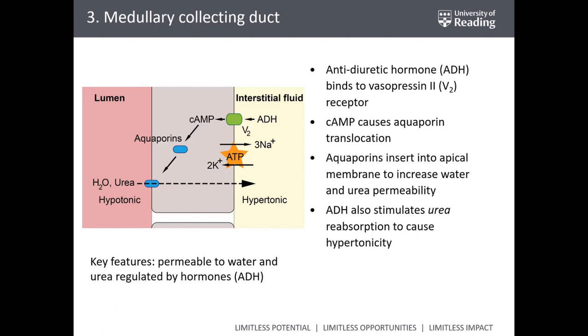On the opposite, if we stop the production of ADH, either because we've been drinking too much water or we drank alcohol, what occurs is that these aquaporins are not inserted on the apical membrane, and so the water and the urea stay in the lumen, and so we excrete hypotonic urine, losing water.